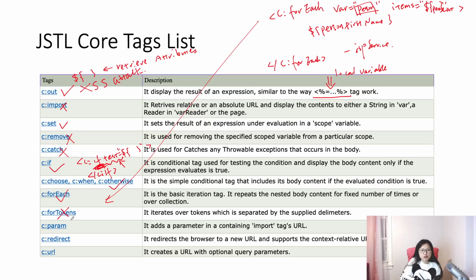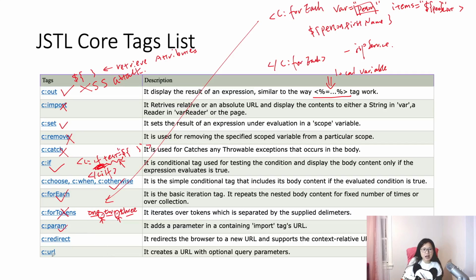c:forTokens we didn't introduce. It's very similar to c:forEach, but c:forTokens is used for strings. Suppose you have a string 1, 2, 3, and you want to get each of the values 1, 2, 3. So you can use forTokens. It will iterate over the tokens, separated using the delimiter.